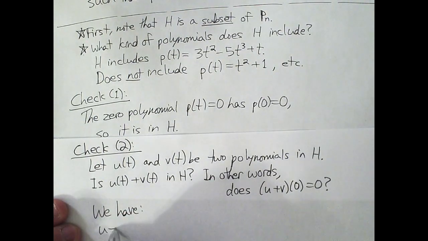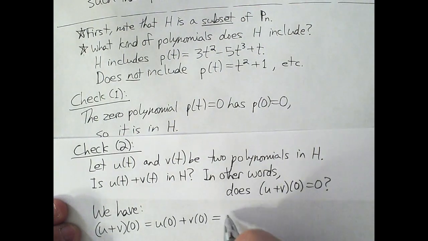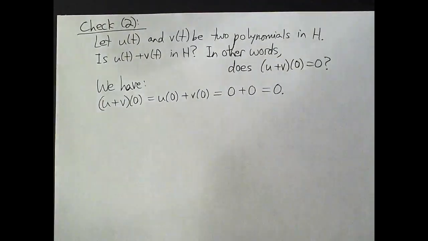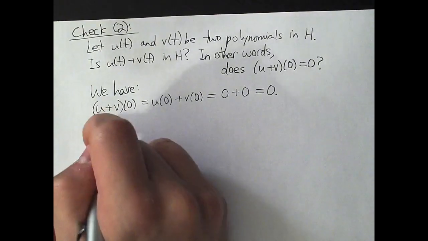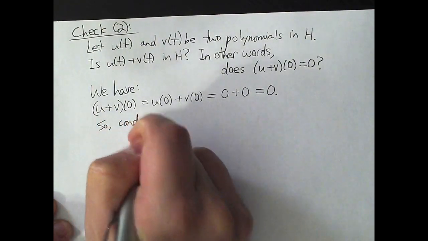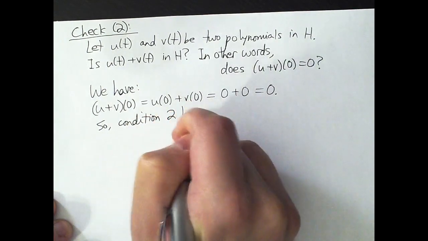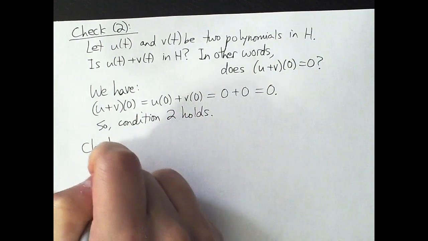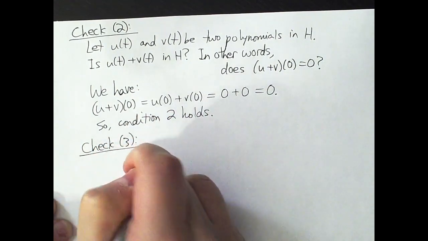Well, when I add them together, u plus v at 0 is u of 0 plus v of 0, right? So yes, this is going to be 0 plus 0. So it does work out. So condition 2 holds. We've got 2 out of 3. Let's check condition 3 and find out, is this one going to pass or fail?